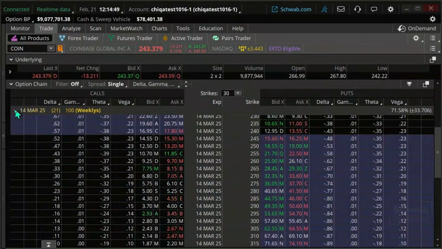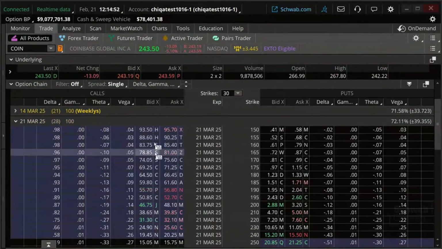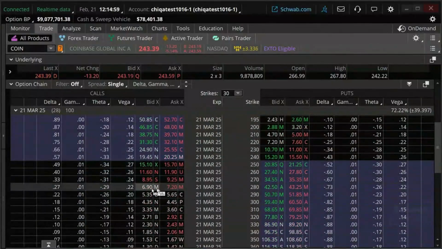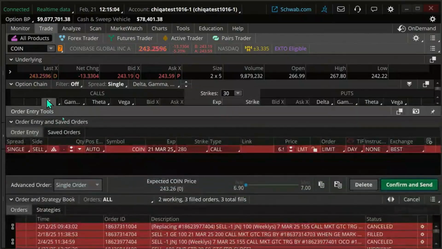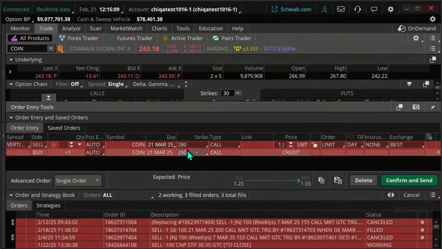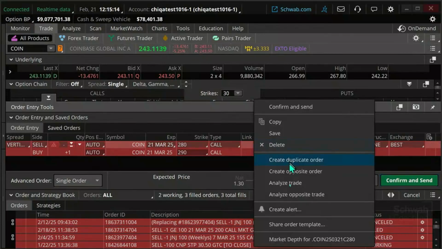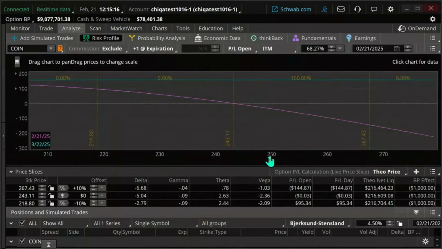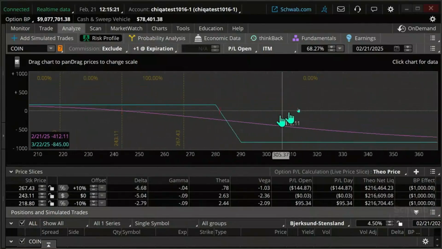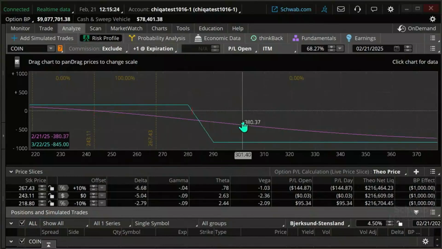And it was a March 21st expiration they were using. Again, bearish trade, and it was a 280 and 290 call. So I'm going to click on the bid price on my 280. I'm going to control click on the ask price of my 290. I'm going to do what I did before. I'm going to right click on it. I'm going to analyze the trade, and I'm going to bring this in and just kind of tweak this a little bit. I'll talk about tweaking it a little bit later.